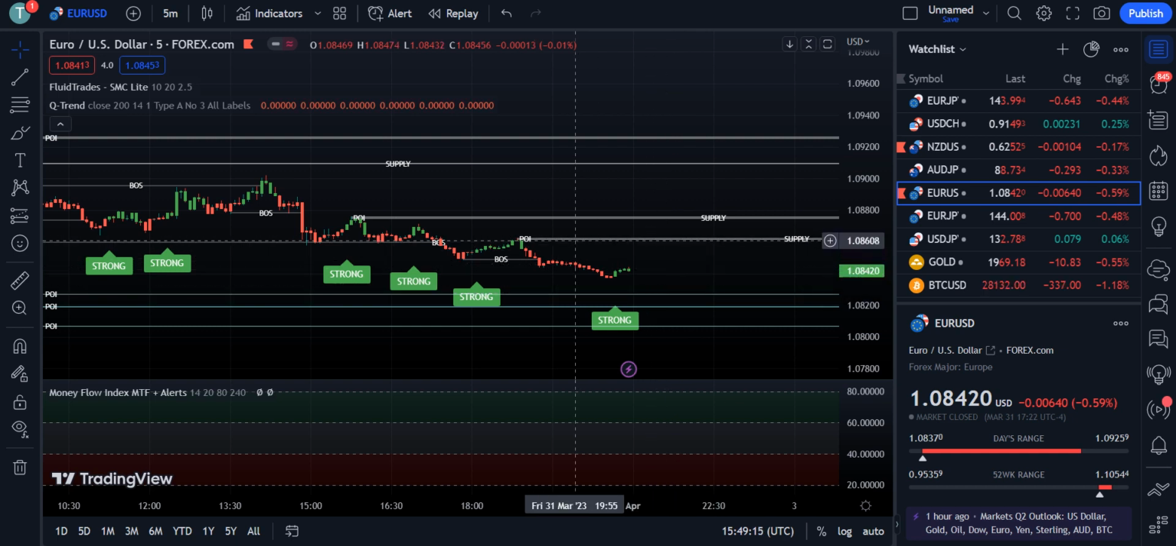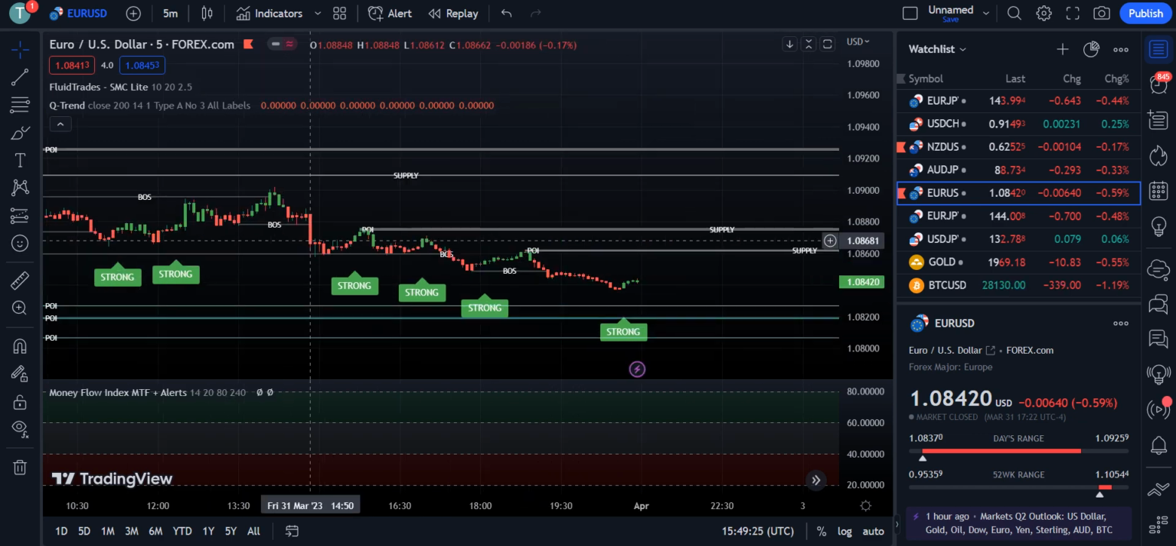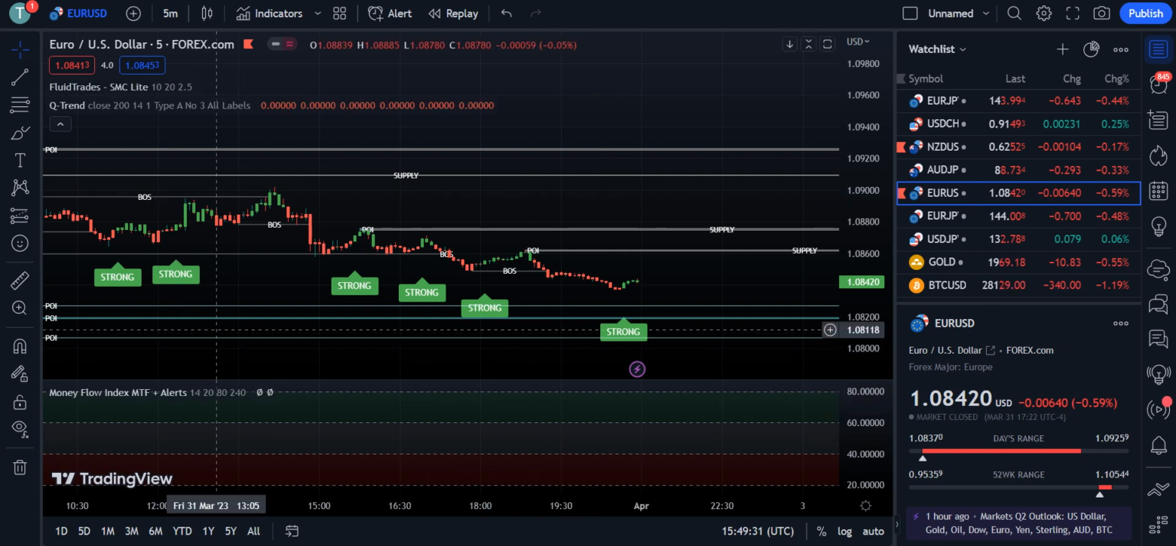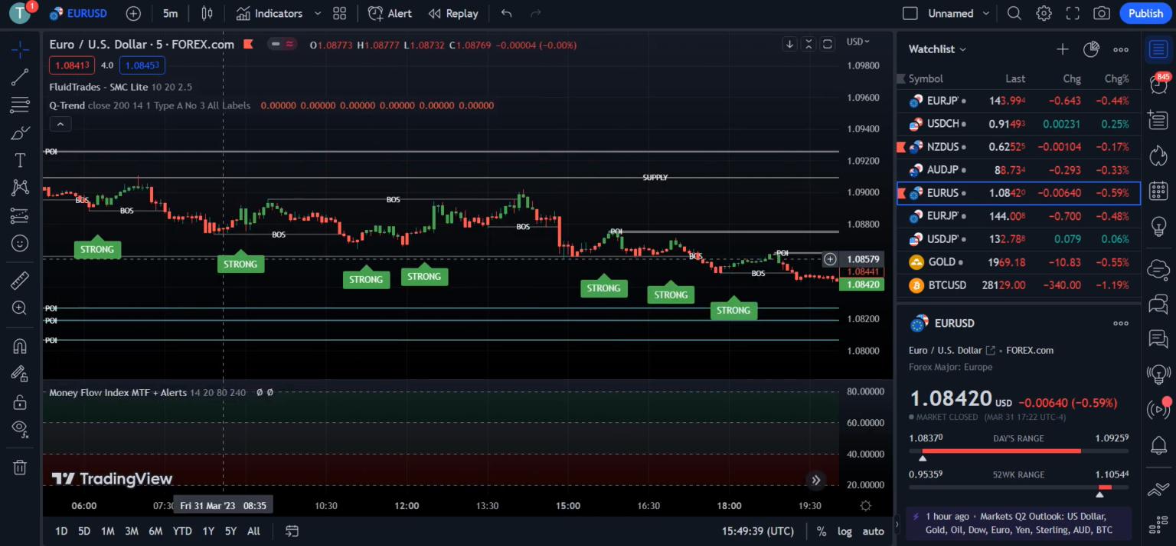I hope you understand the strategy well, but we have to use this strategy only when we get the signal from our indicator, because these are the strong signals shown by our Fluid Trades SMC Light indicator, and here the Money Flow Index plus alerts are given, giving us the signals to enter into the market, which we have to see by looking at the 50 level line.